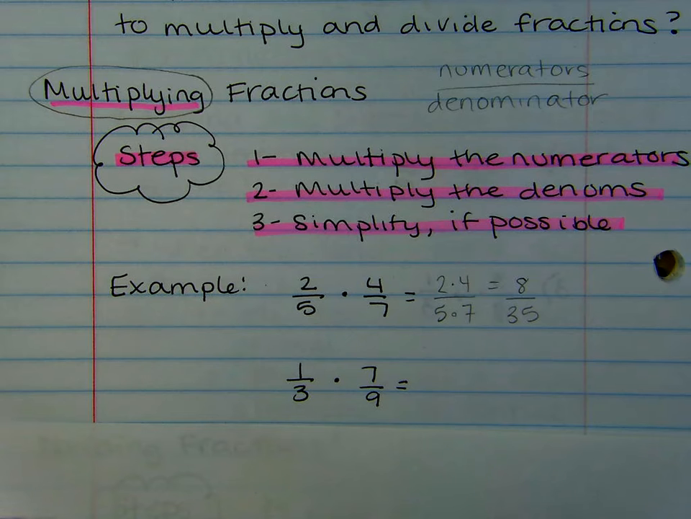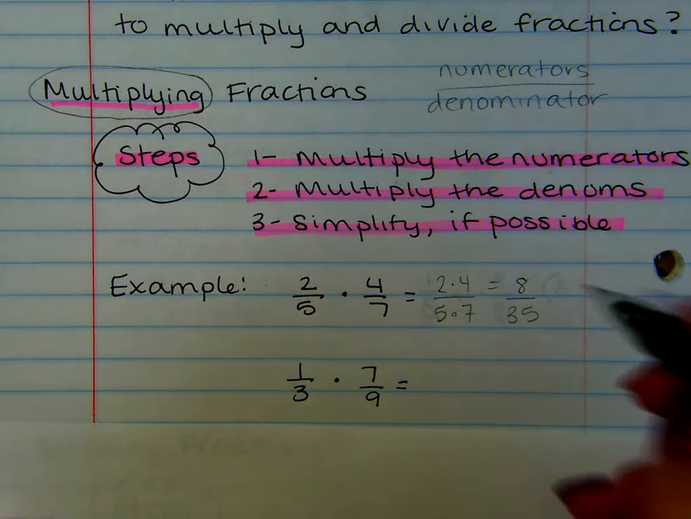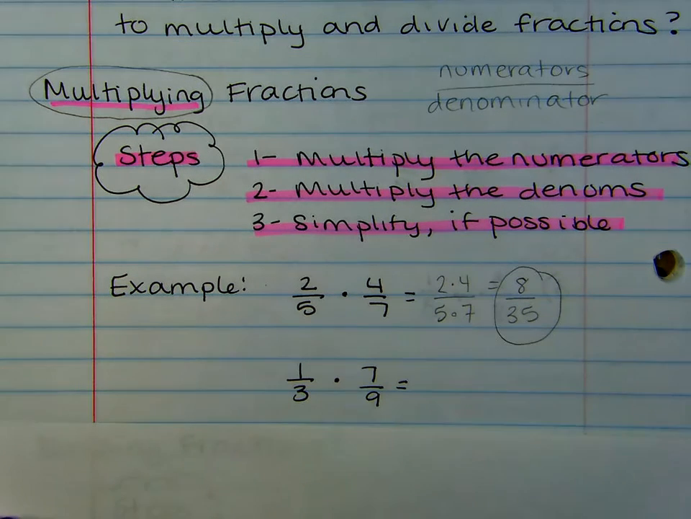Well, 8 is 1, 8, 2, and 4. 35 is 1, 5, 7, and 35. No, they don't have anything in common. So our answer is going to be 8/35, and we're going to circle it. Next, we have 1/3 times 7/9.